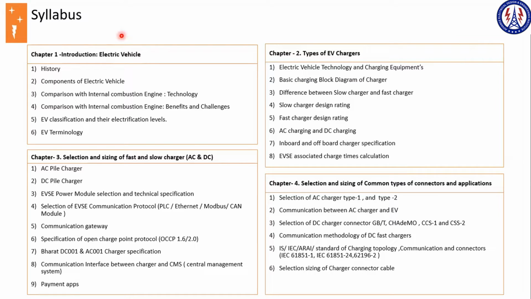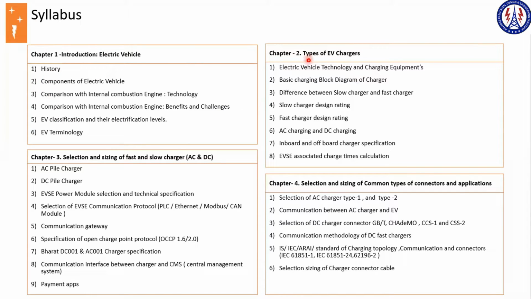The first module will be more specific about the introduction, where we look at the basic inputs needed to understand the EV and EV market. Then the electrical aspects that need to be covered about electric vehicle technologies and charging stations. That will be covered in module 1, which is the introduction part.